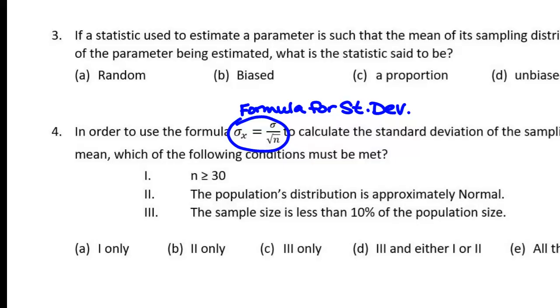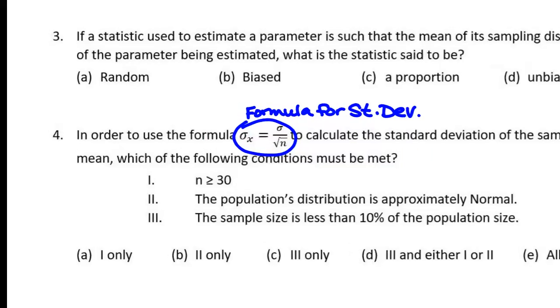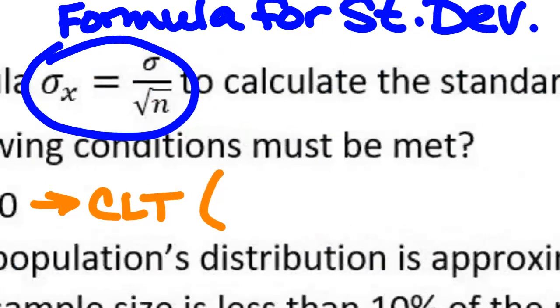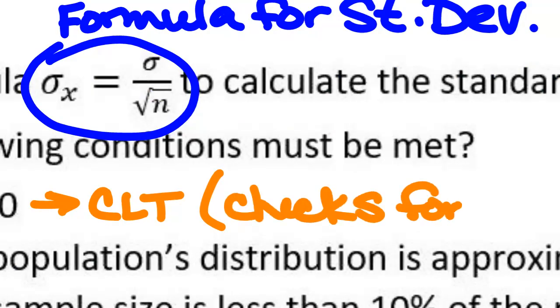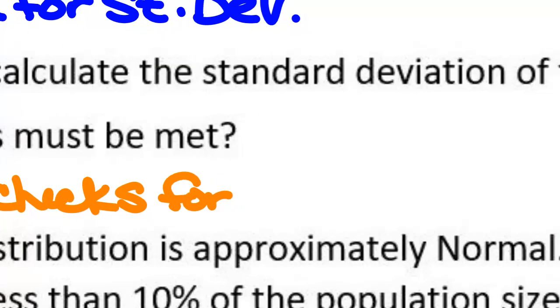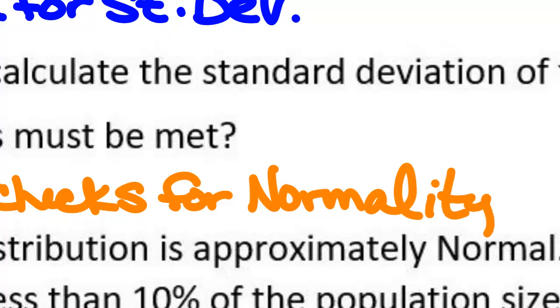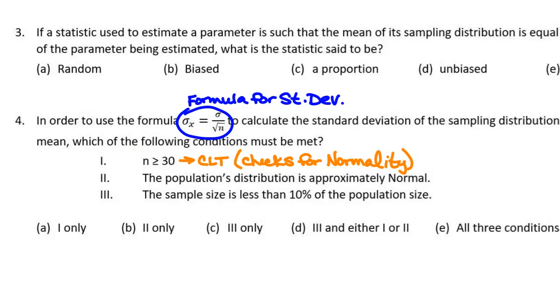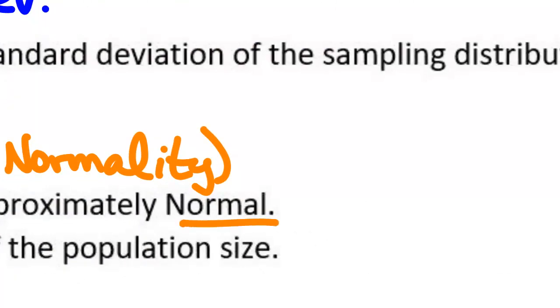And that is our 10% condition, because we need independence. N greater than or equal to 30. That's my central limit theorem. This checks for normality. And if you read option number 2 as well, it says the population's distribution is approximately normal. Again, that's checking for normality.